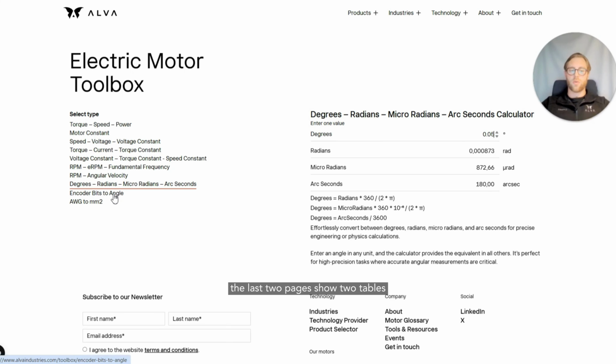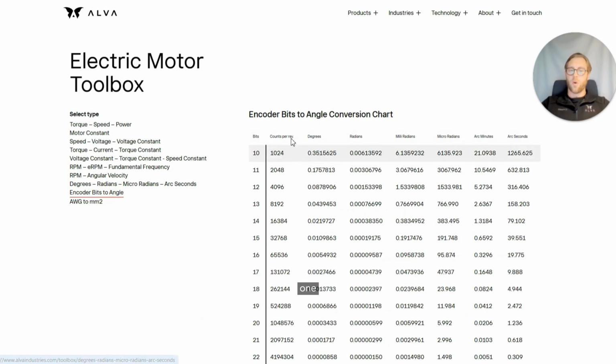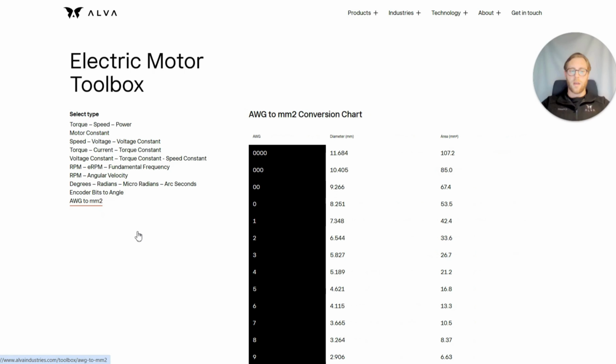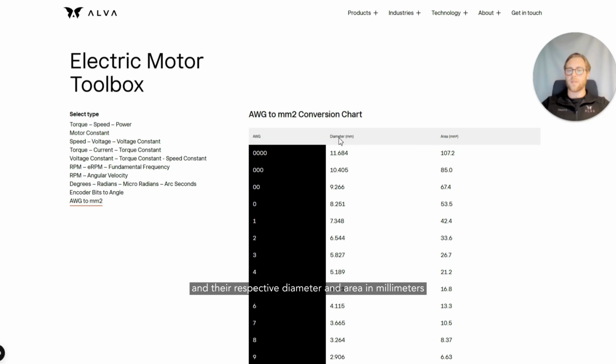The last two pages show two tables. One describing the correlation between encoder bits and angular precision, and the second one regarding AWG sizes and their respective diameter and area in millimeters. And that's how easy it is to use our electric motor toolbox.